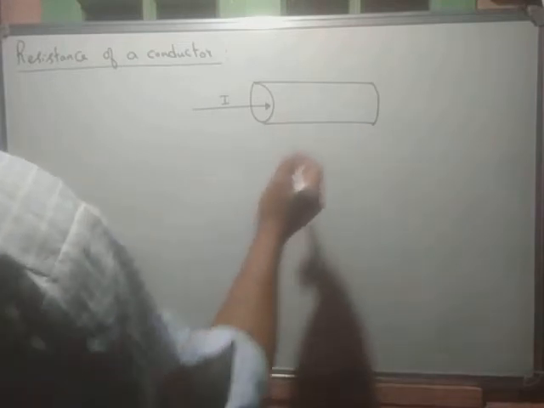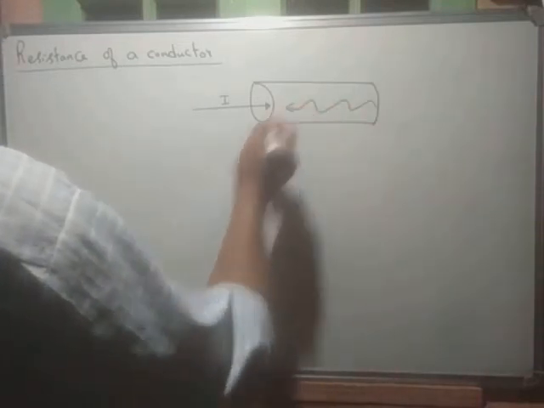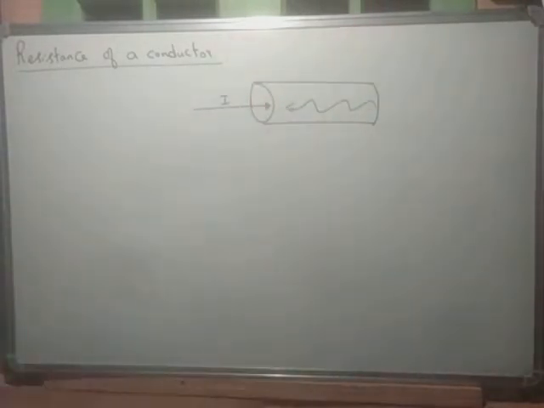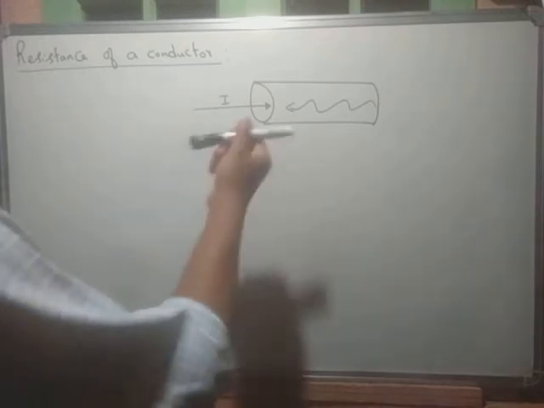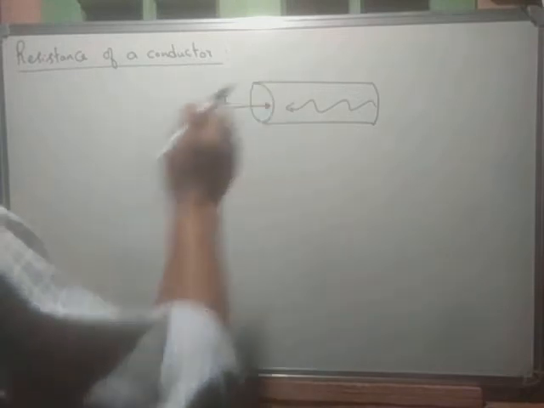each conductor always has one unique property, that is to oppose the motion of electric charge, or we can say, oppose the motion of electric current. So that property of a material which opposes the motion of electric current is called the resistance of a conductor.